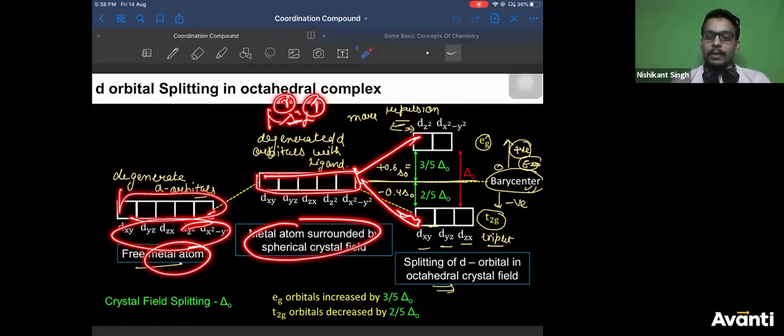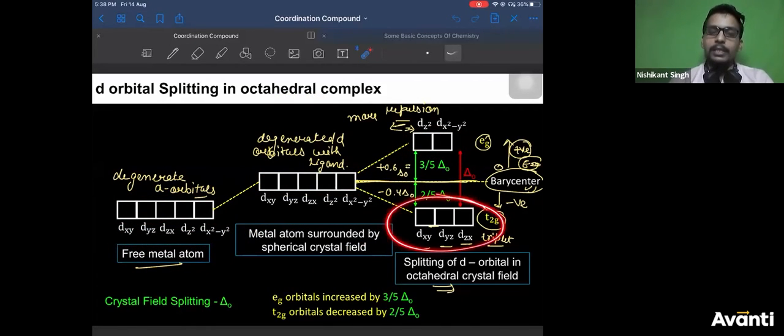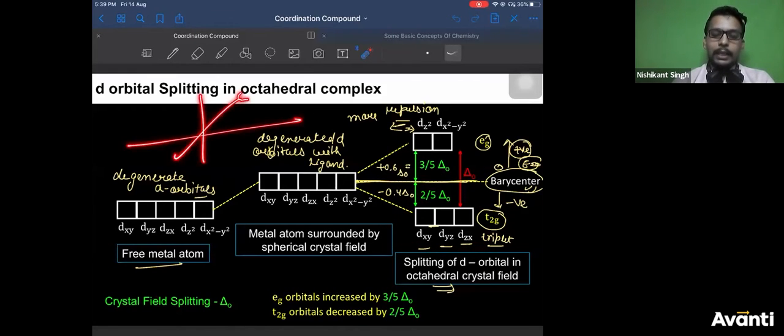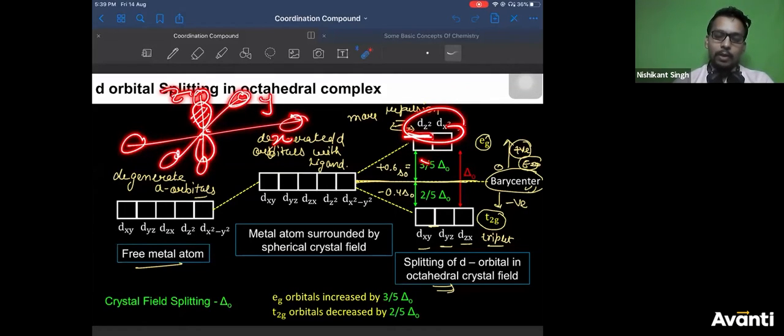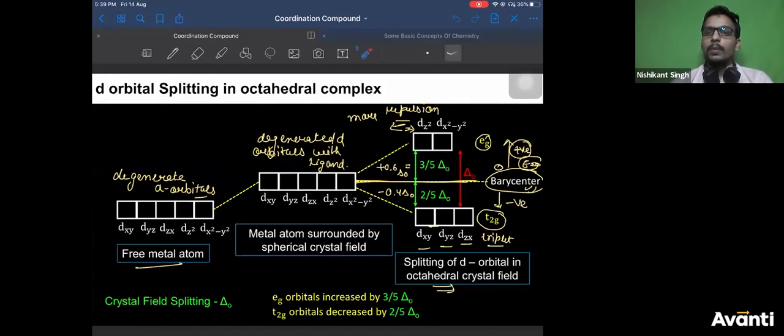So now why do dz square and dx square minus y square increase in energy? Why not these three orbitals? Very good, Gauri. So I told you last class, the ligands come along the axis, right? And these two orbitals have their lobes or electron density along the x, y, z axes. Correct? So the repulsion between the metal electrons and ligand electrons will be maximum in these. So they face more repulsion, more is the energy. Is that clear, everyone?